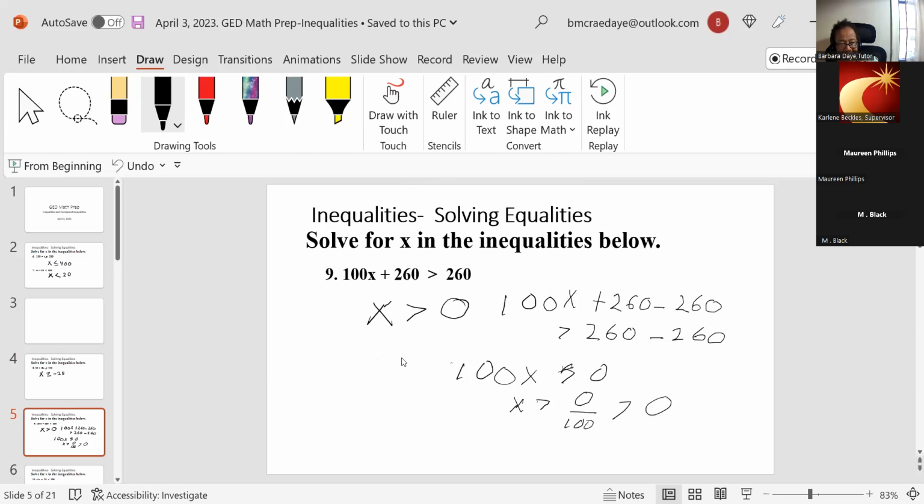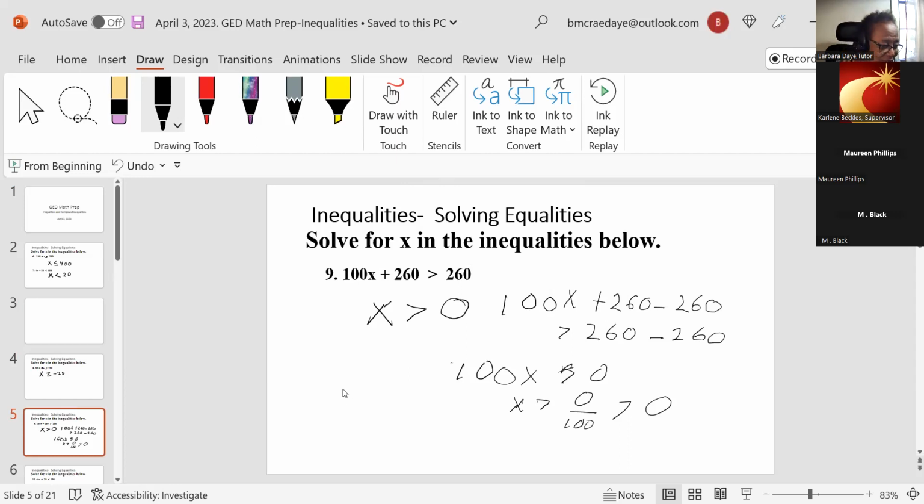It's no different from any other. It's just that you got 0 as your answer, a constant on the right. It's perfectly legitimate to get x greater than 0. And you can see it here. If you put a 0 here, 0 times 100 is 0. 0 plus 260 is 260. Checks out, right?